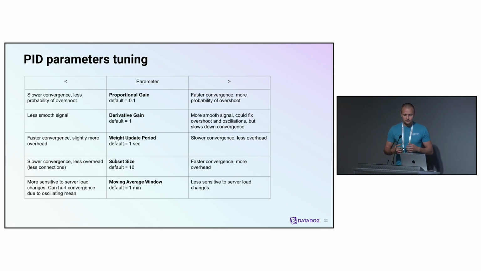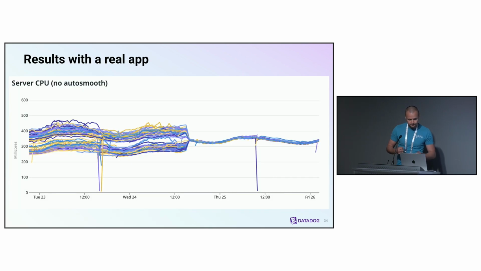We set our default subset size to 10, which is a small enough value that we are confident it is not going to give us excessive overhead from too many connections, but at the same time, PID has the flexibility to shift load within a given subset. And we tune the moving average window, which is a smoothing parameter. We set it to 1 minute, basically by observing CPU graphs with different moving average window sizes on real servers we have.